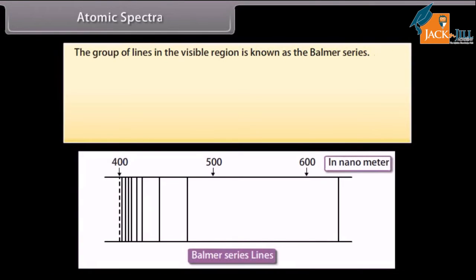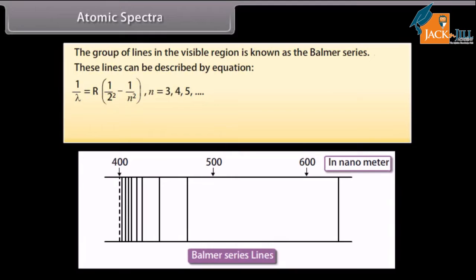The group of lines in the visible region is known as the Balmer series. These lines can be described by the equation 1/λ equals R(1/2² − 1/n²). Here the value of n may be 3, 4, 5 and so on, where R is the Rydberg constant having value 1.0973732 × 10⁷ per meter.